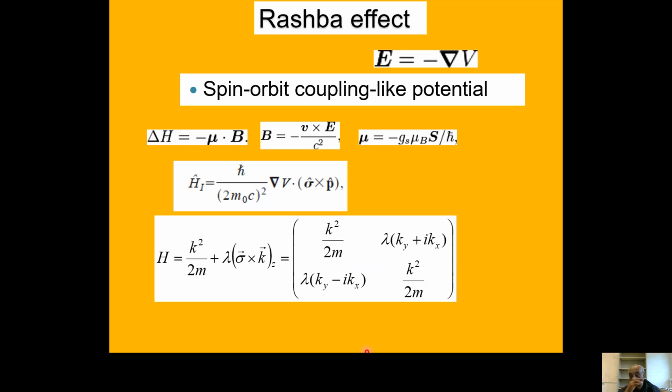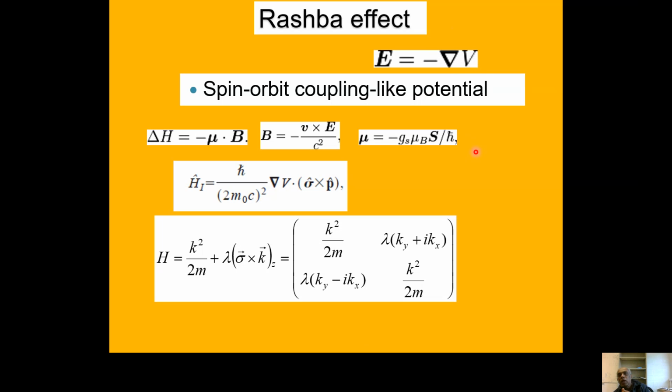Okay. Next, I'd like to talk a little bit about the Rashba effect. The Rashba effect is very similar to when you have some electron in an electric field. We know we have an associated electric potential, right? It's given by negative grad V, the potential gradient.